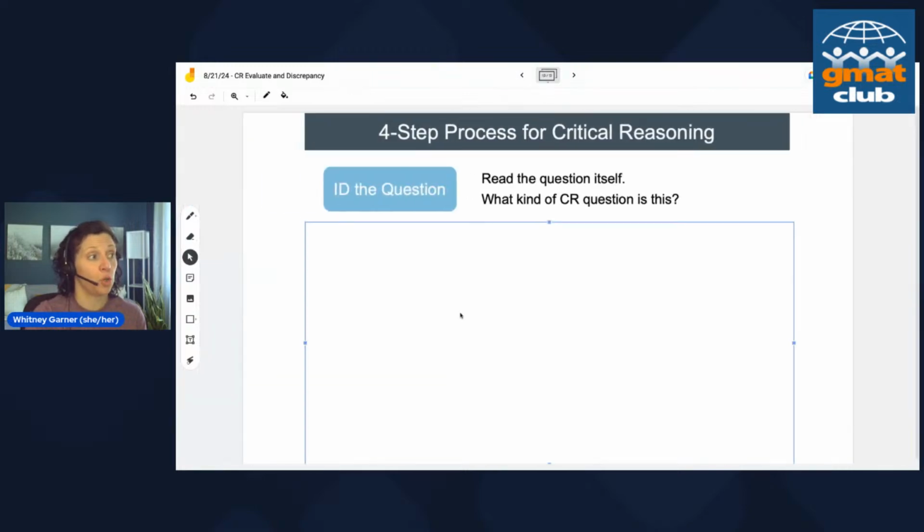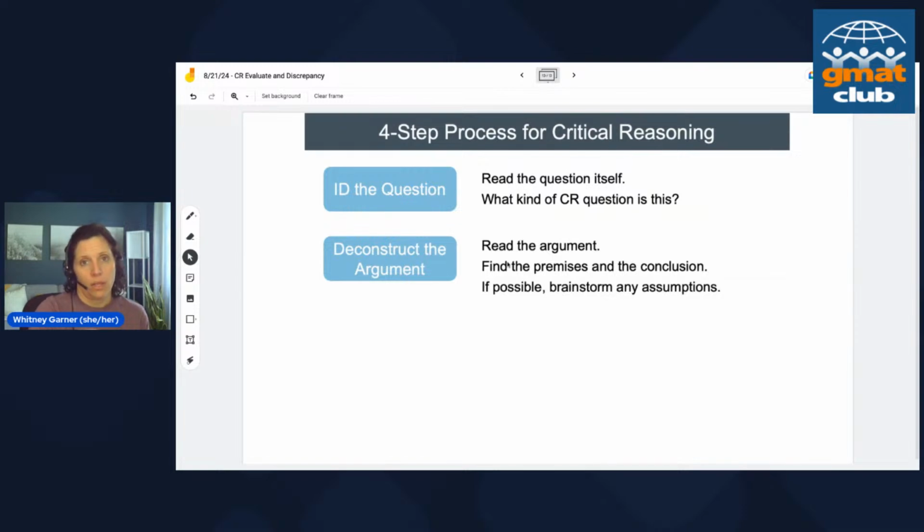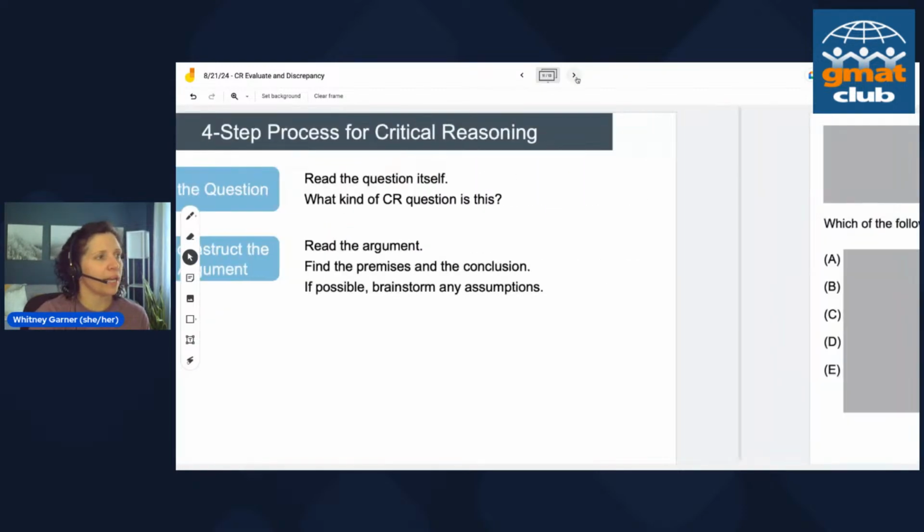Step 2, right? So step 1, we ID the question. Step 2, we're going to deconstruct the argument. So we're going to go into this argument. We're going to read it. We're going to try and figure out what is the conclusion? What are the premises? And then we might start to brainstorm, what are the holes? What would we want to know more about? What areas would be important? So let's go ahead and do that.